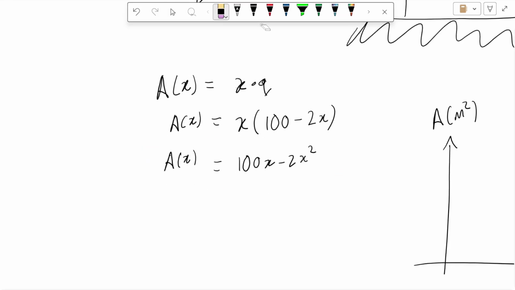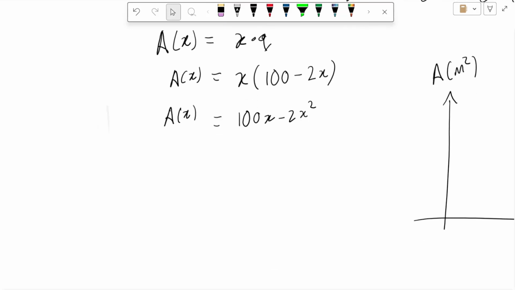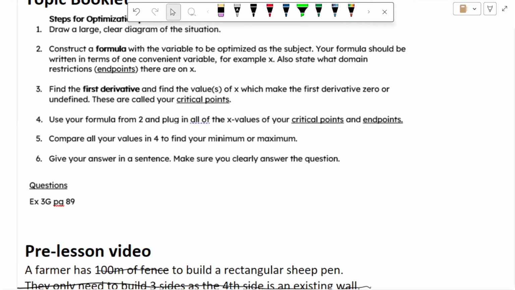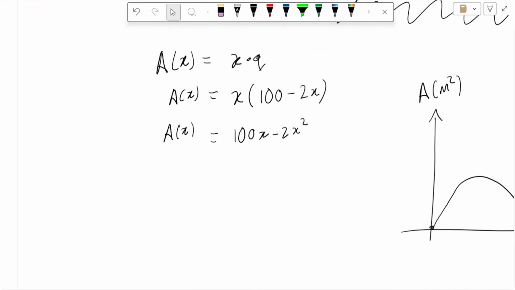So the tests and exams are usually designed so that you can still do part B and C even if you didn't get part A, which was the "show that." So basically a graph looks something like that. What we need to do now is find the first derivative and set it to 0.